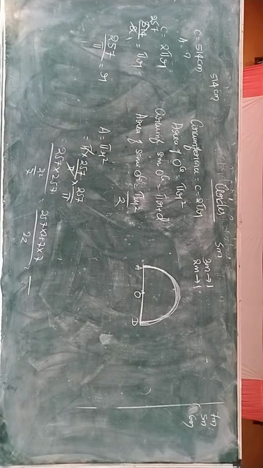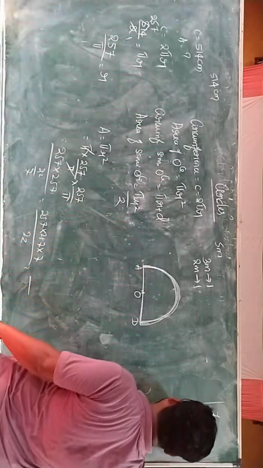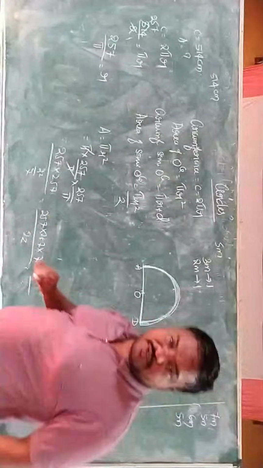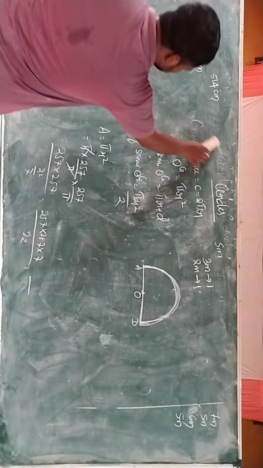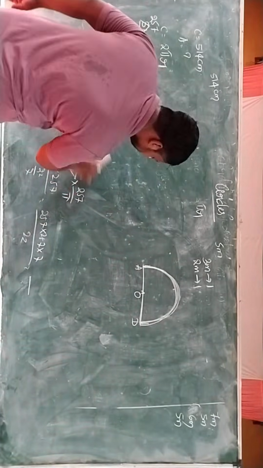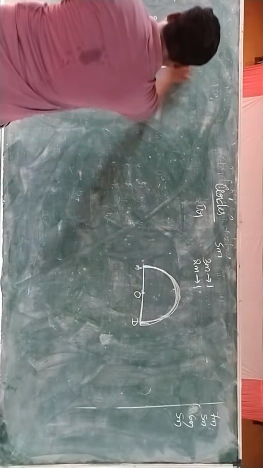So total weightage 5 marks, 3 marks on fixed theorem and the remaining one question, numerical type question. Yes, the next chapter is areas related to circle.